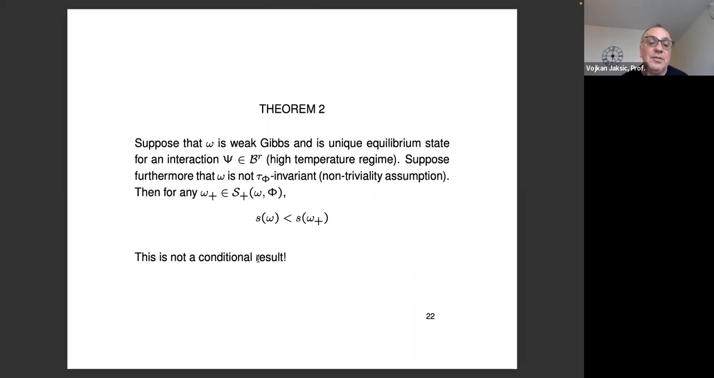We have a second theorem, which is not a conditional result. But right now we make a condition on the initial state. Now, if we assume that omega is weak Gibbs and is the unique equilibrium state for some interaction psi, so we are in a high temperature regime, we start with a state omega which is in equilibrium with respect to some flow. And we assume that things are not trivial, namely that our state omega is not invariant under the flow that is supposed to drive it to equilibrium. And for any limiting state omega plus, we have a strict increase of entropy. This is now applicable to many situations because the assumptions are on the initial state and not on the final state. Wherever you end up, the entropy has to jump.